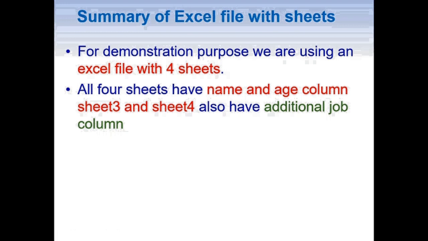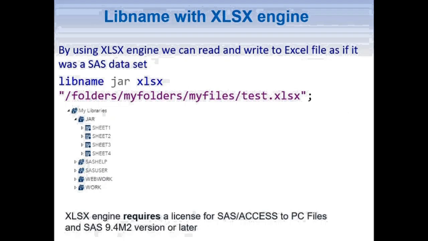Now let us summarize the Excel file which I have shown you earlier. We have an Excel file with 4 sheets. All 4 sheets have name and age columns. Sheet 3 and sheet 4 also have an additional job column.